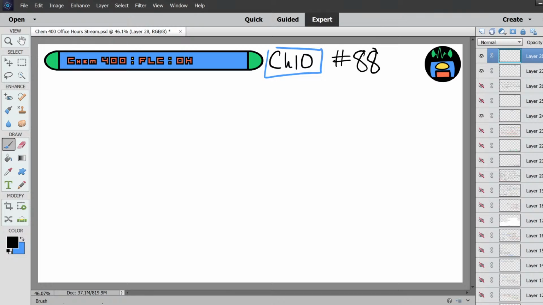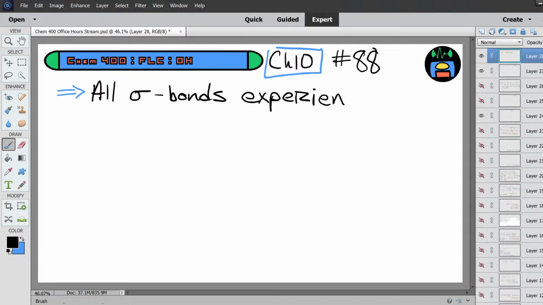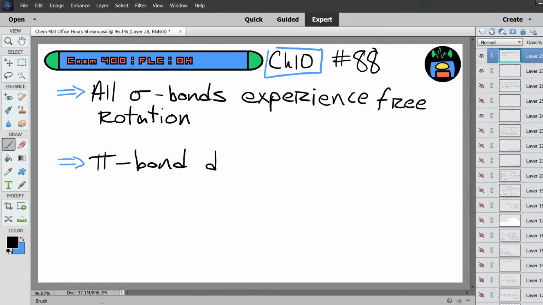Okay, so to answer this question, you need to know this. All sigma bonds experience free rotation. Sigma bonds are just constantly spinning around, rotating nonstop. Pi bonds do not rotate.